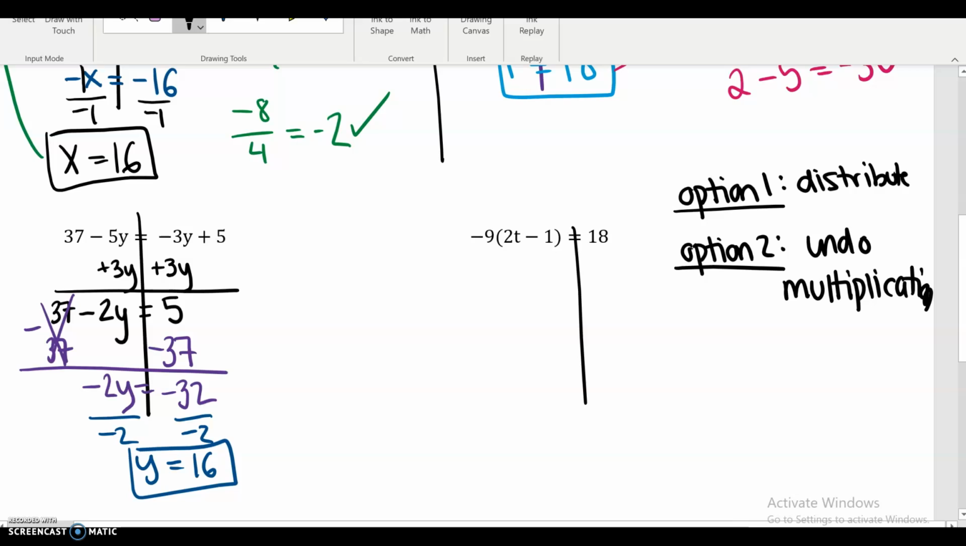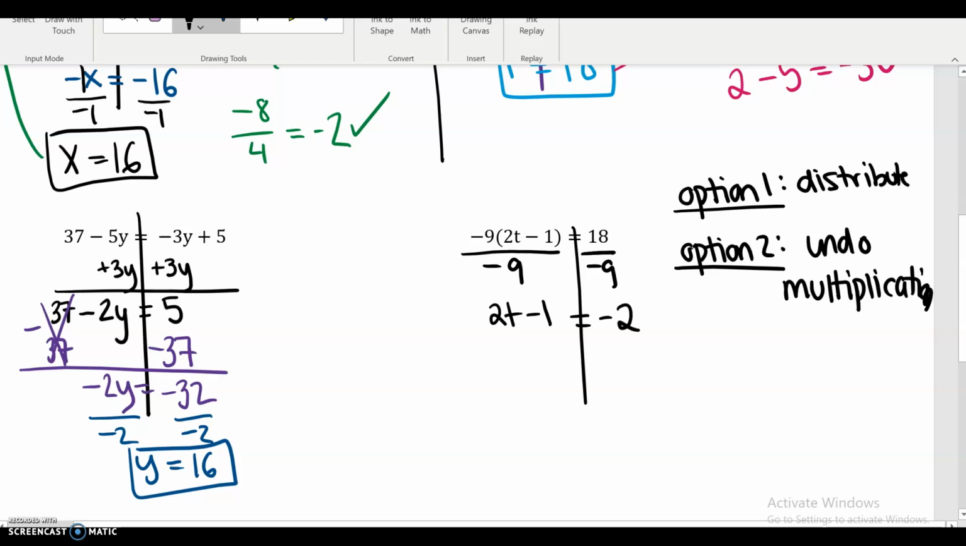How do you undo multiplication? With division. So instead of distributing, you can divide both sides by negative 9, because negative 9 divided by negative 9 is 1. So you would just have 1 times 2t minus 1. That makes it a little bit simpler because you're getting smaller numbers. Those cancel out because it's just 1. You'd just be left with 2t minus 1, and 18 divided by negative 9 is negative 2. Then you just have a two-step equation to solve.